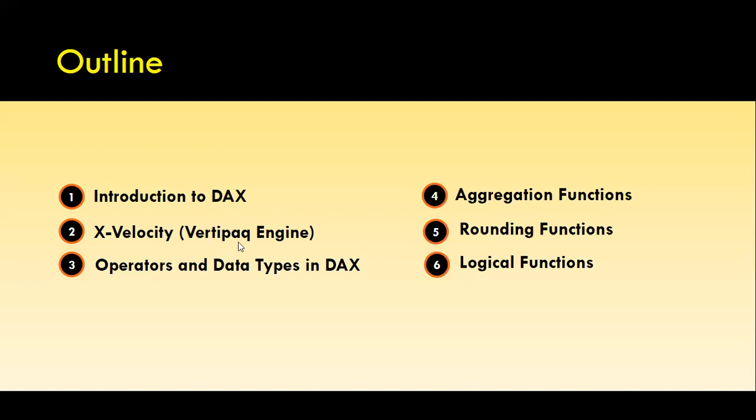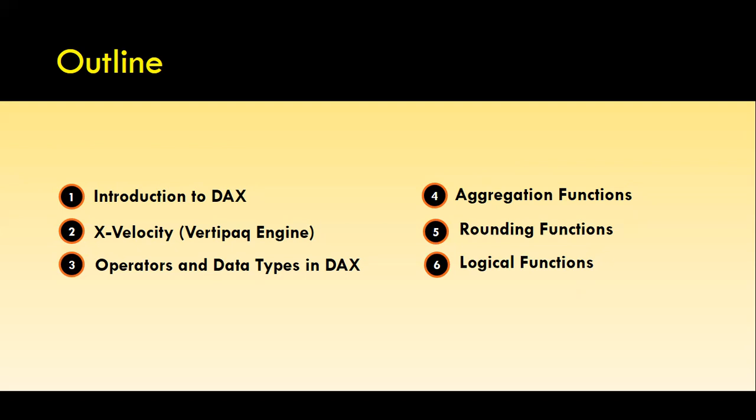And then we will move on to understanding the xVelocity engine. Earlier, it was called the VertiPaq engine. Then we will understand the mechanics of how the xVelocity engine works behind the scenes. Followed by this, we will explore the operators and data types that are available in DAX. Next, if time permits, we will jump into aggregation functions. I think we will have time to cover aggregation functions. The rest of them, we will see how it goes, okay?